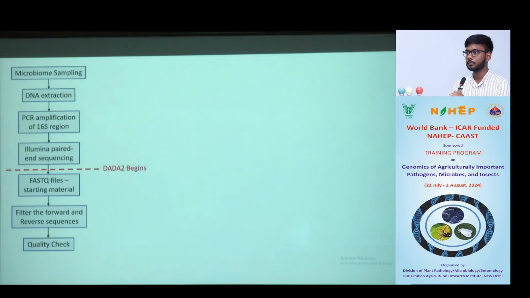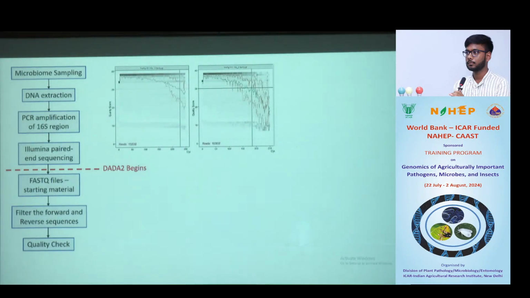So we received the sequence data from the company, and we have to separate the forward and reverse sequences. Then we have to do the quality check. Quality check means we will check the quality of the base calls here. So this is how the quality plot looks. You can see the green lines there, right? So that is the quality indication of the sequence.